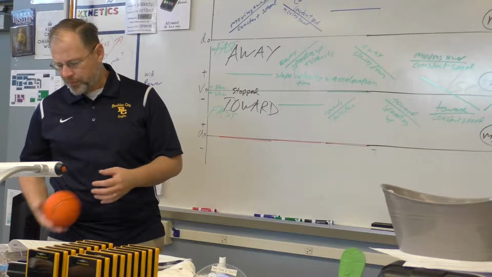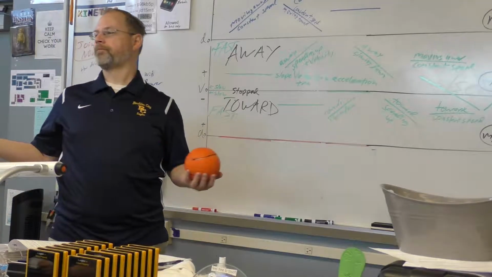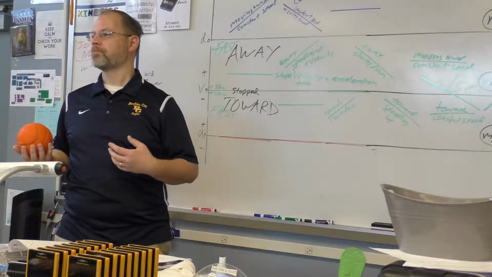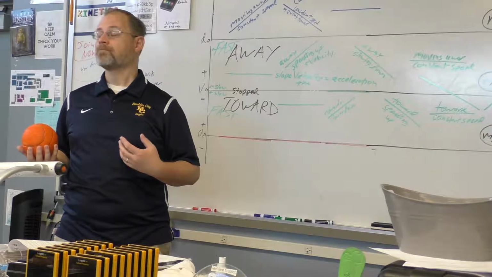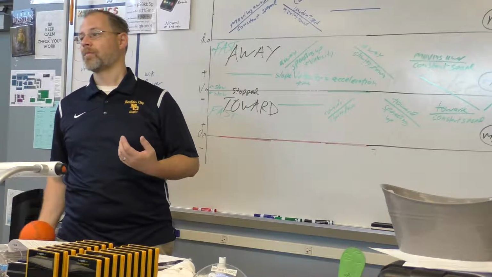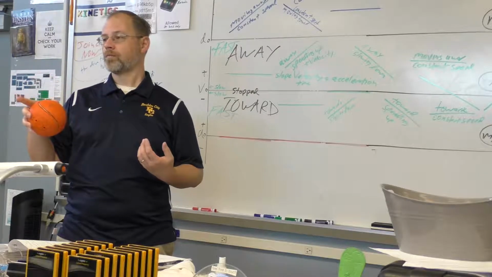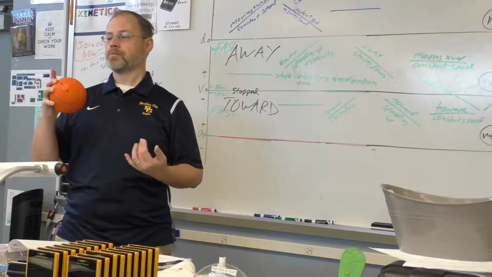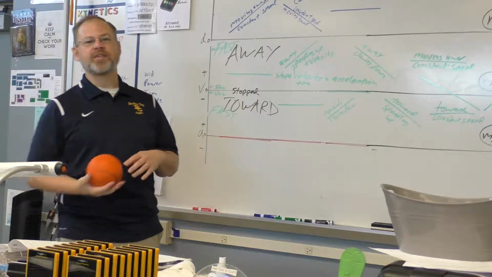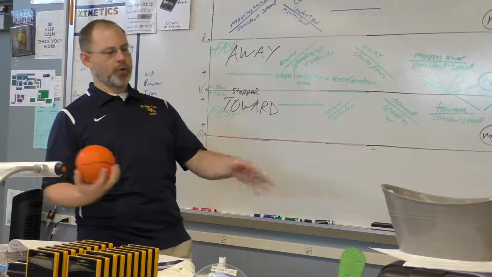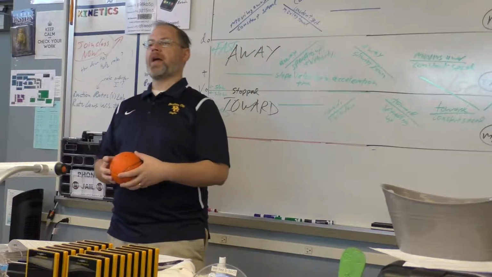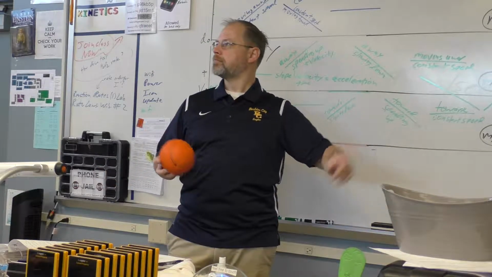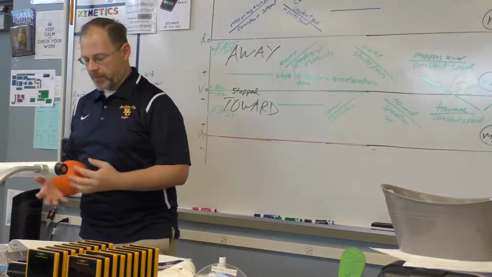Number 12, how is displacement different than distance? Distance is a scalar quantity which is only magnitude, while displacement is a vector, which means it has both magnitude and direction. Yeah, exactly right. Distance just has a magnitude, 45 miles. Displacement has a magnitude and direction, 45 miles east.